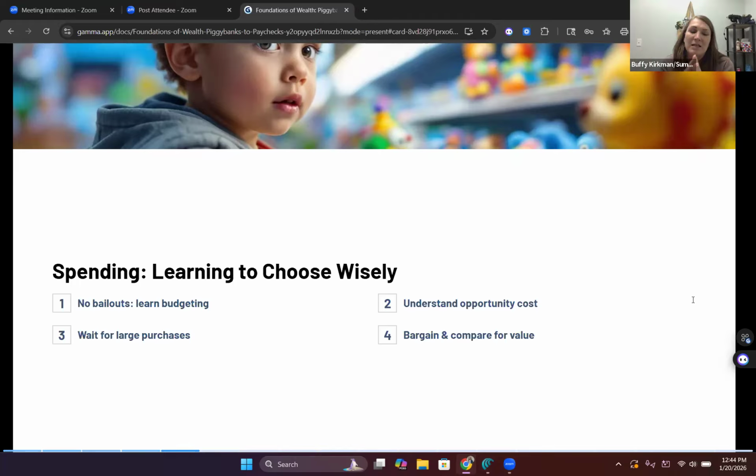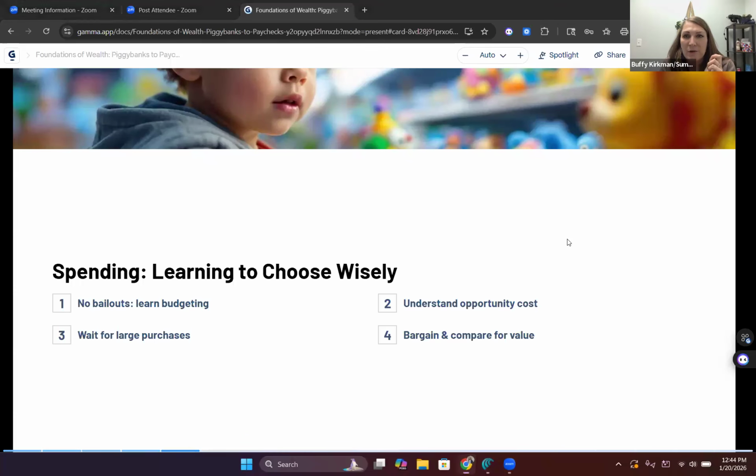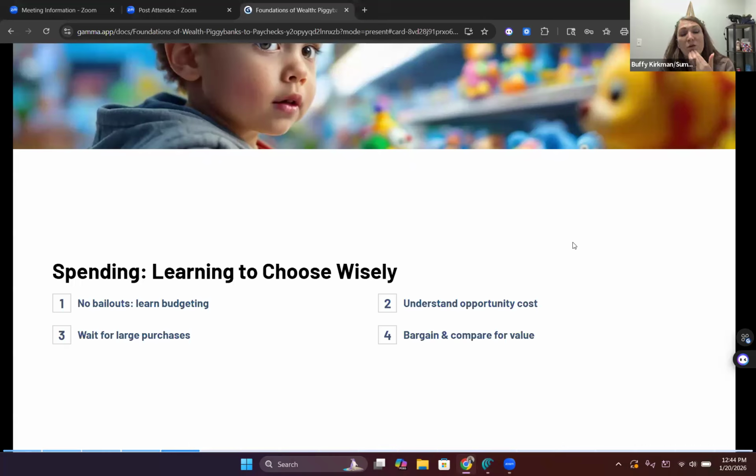Okay. The best thing that you can teach them about spending is delayed gratification. Okay. So waiting for large purchases, understanding the opportunity cost of, hey, you could buy that thing for $2 now, or you can buy that thing for $20 if you wait a little bit. So this comes really into play when they're in kind of like those preteen years. So this is what I'm working on with my son right now.